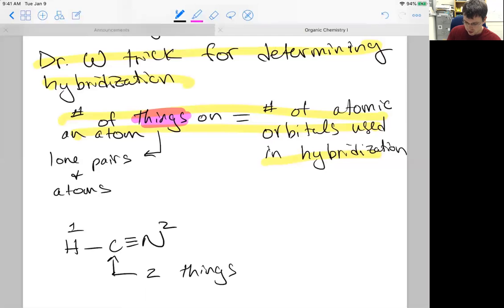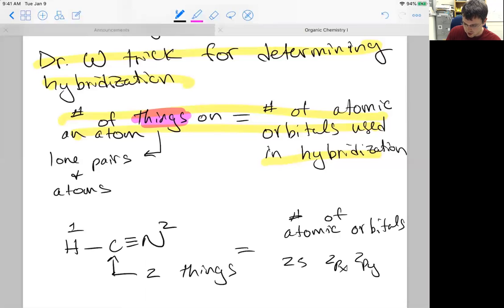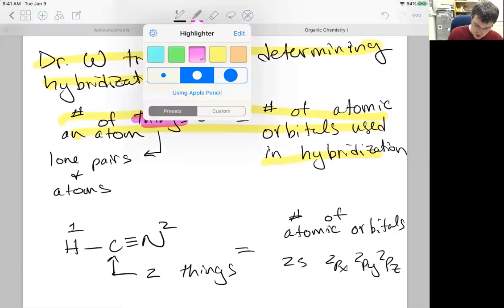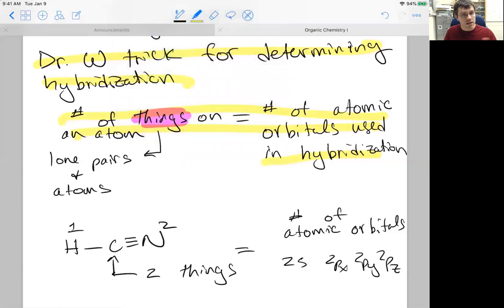Okay, so if we have 2 things, that needs to equal the number of atomic orbitals. And the atomic orbitals that we use are always the valence orbitals. So that's going to be the 2s, the 2px, the 2py, and the 2pz. These are the 4 orbitals that we can use in hybridization. Now, what I said was the number of things are going to equal the number of orbitals that we use. So we have 2 things, we only need 2 orbitals. That's going to be the 2s, and then just because it's close for highlighting purposes, the 2px. It could have been any of them, but it's only one of the p orbitals in addition to the s.